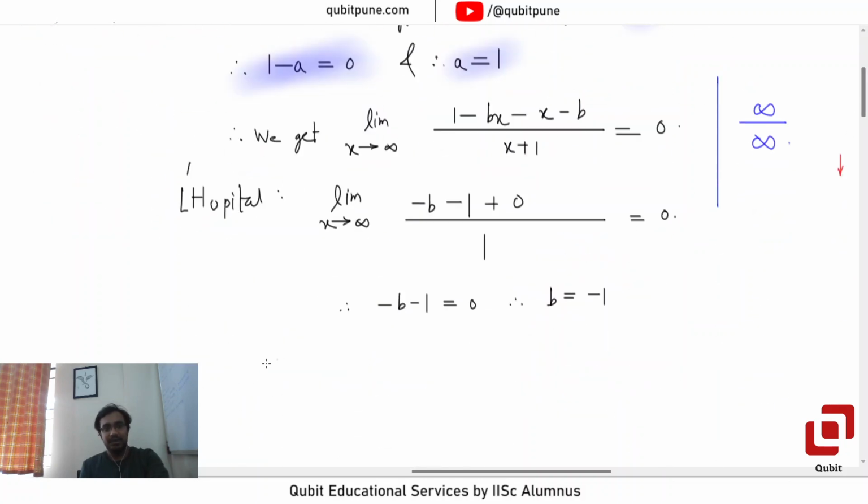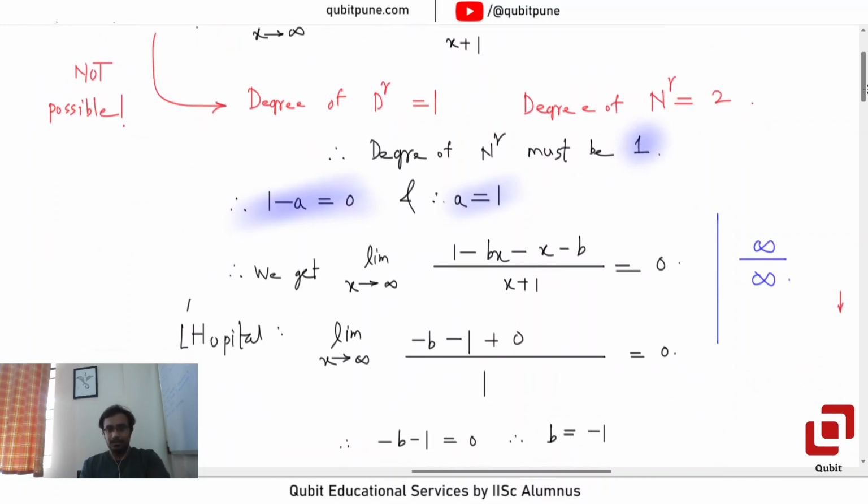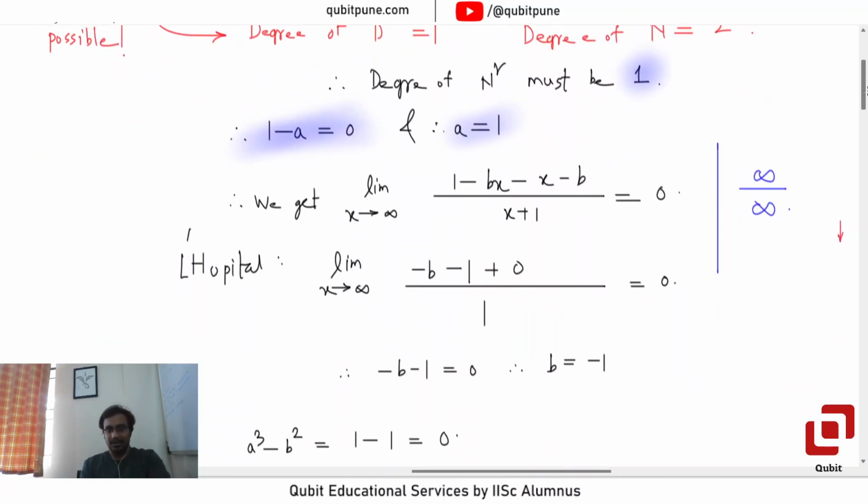So what will a cube minus b squared be? A cube is 1, b squared is 1. A cube minus b squared is 0. Have you understood this, or got it right?